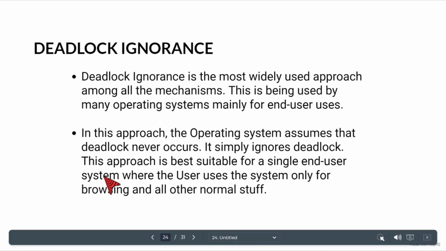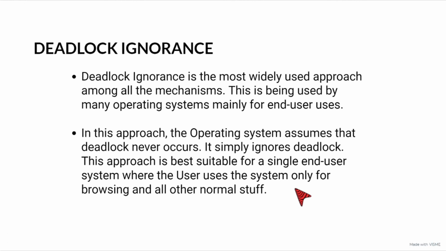Okay, so this approach is best suitable for a single end user system where the user uses the system only for browsing and other normal stuff. So here the system will just ignore the deadlock. Like in some real life problem, if someone is disturbing us, just ignore the thing. Okay, that is how deadlock ignorance works. It just ignores the deadlock that has occurred.